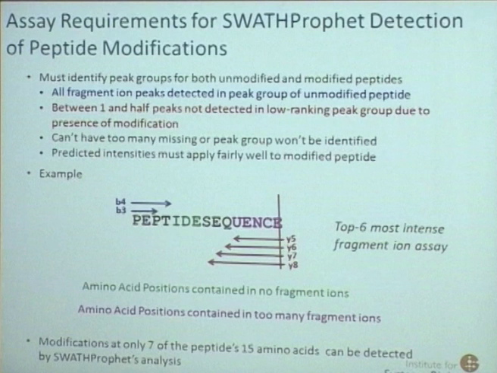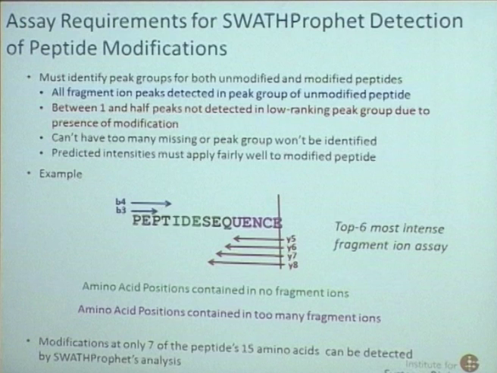And so in the end, what we have for our identification, we really must have first the identification of the unmodified peptide in the first place. We have the fragment ion peaks detected in the unmodified peak group, and between 1 and half the peaks not detected in the low-ranking peak group, we need to have this for the presence of the modification. We can't have too many missing peak groups, or it won't be identified. And then also the predicted intensities must be fairly well to this modified peptide as well. And so we take that information all into hand to create that identification.